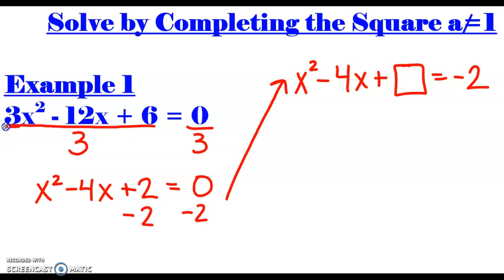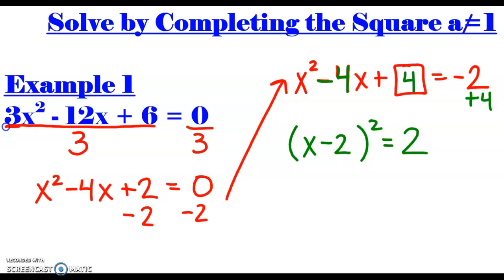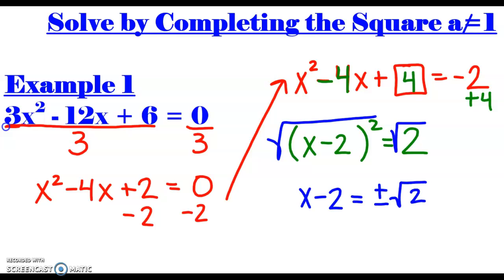Remember, magical c is half of b squared. B is negative 4. Half it is negative 2. Squared is 4. We'd add 4 on both sides. Then we factor our perfect square trinomial. We've got x minus 2 quantity squared equals negative 2 plus 4 is 2. To get rid of our square, we would square root. We have x minus 2 equals, we have to consider positive and negative, radical 2.